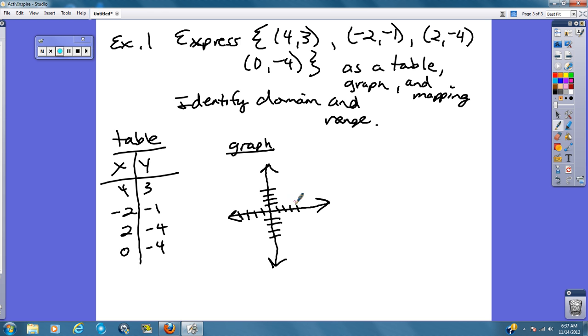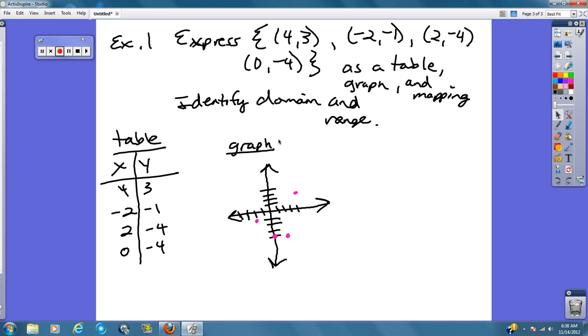Now I'm going to change the color so you can see this. So we'll always go over the x, so we're going to go over +4, and then up 3. And I'm just kind of eyeballing it here. And so then we're going to go -2, -1. We're going to go +2, -4. And then we're going to go 0, -4. And you have now graphed it.